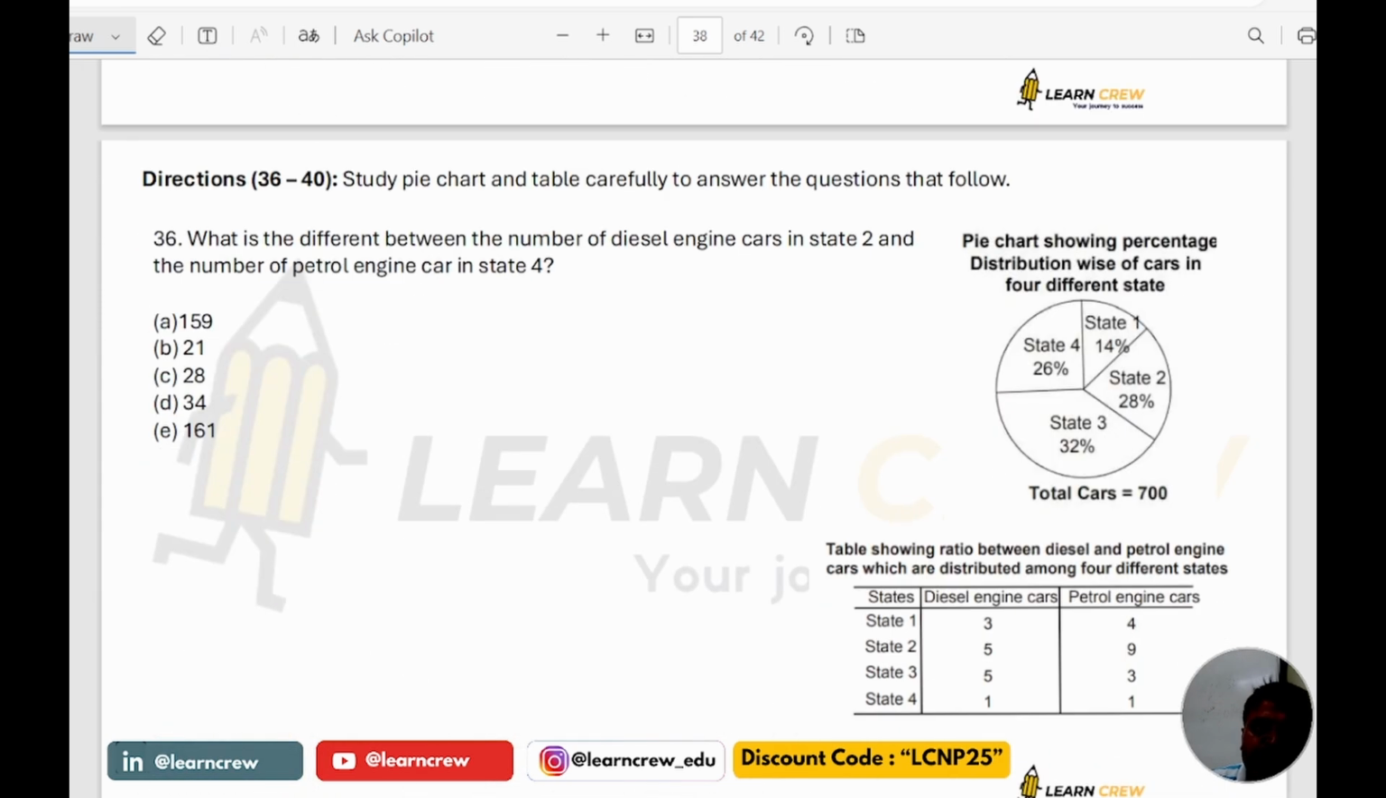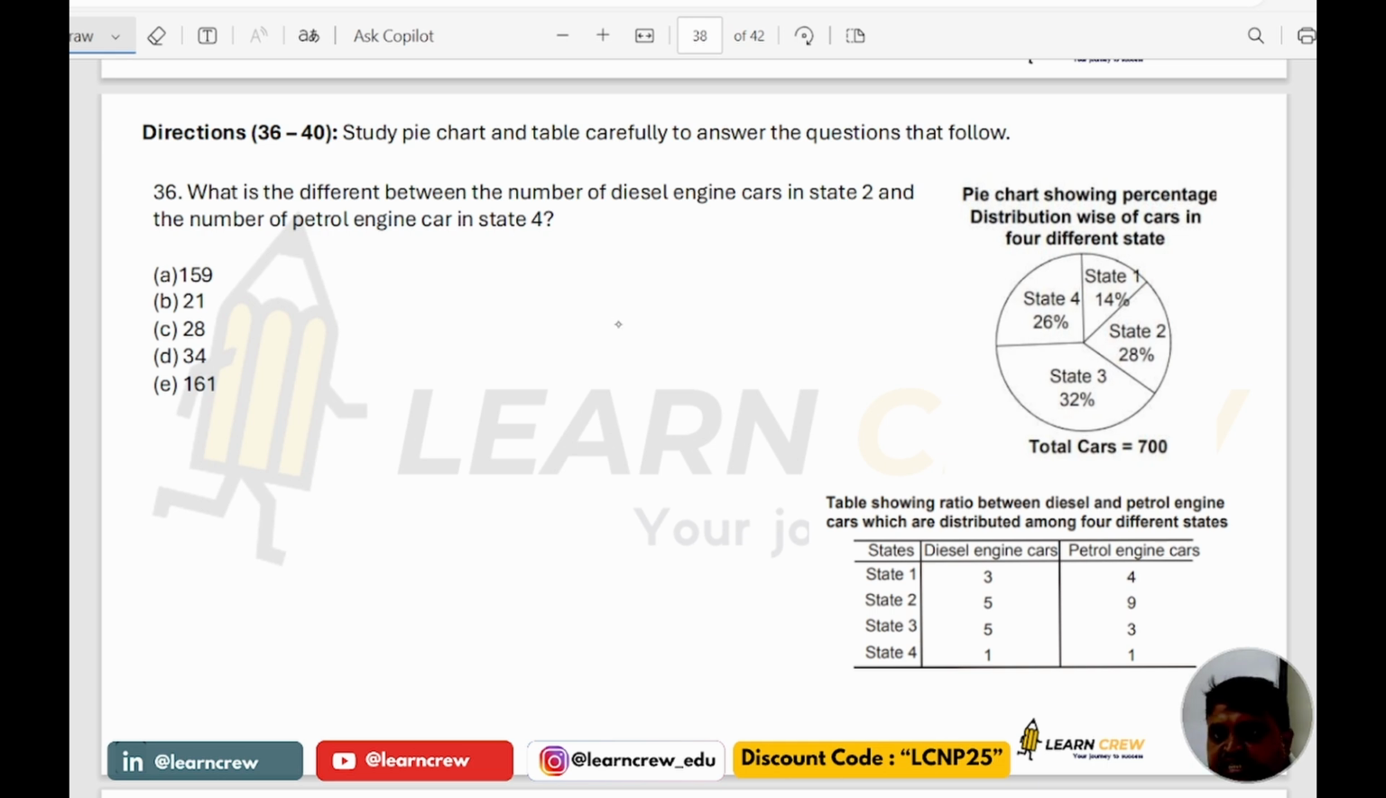Now 36 to 40. Here we have a pie chart in terms of percentage, and this total value is given as 700. Pie chart showing the percentage distribution of cars in 4 different states: state 1, state 2, state 3, state 4. And the table shows the ratio between diesel and petrol engine cars which are distributed among 4 different states. So this 100% is 700. So 1% is 7. 14% is 14 into 7, 98. 28 into 7, 196. 32 into 7, 224.